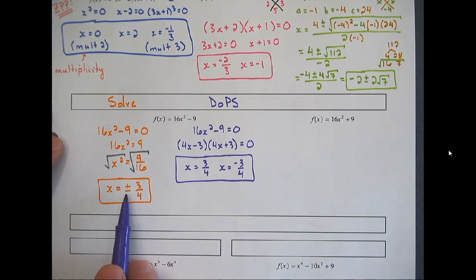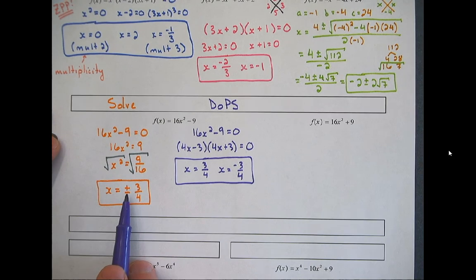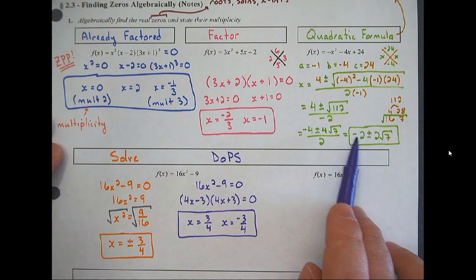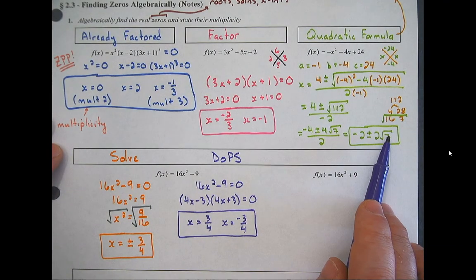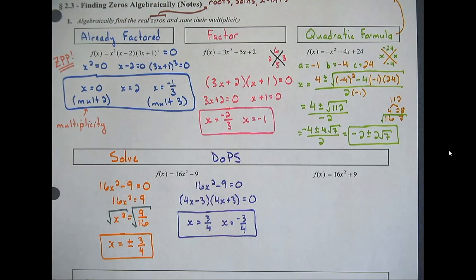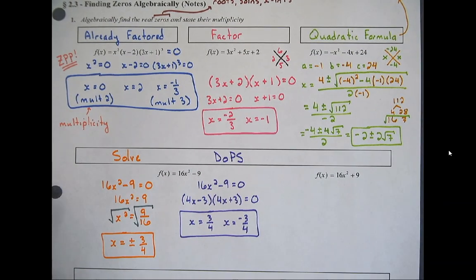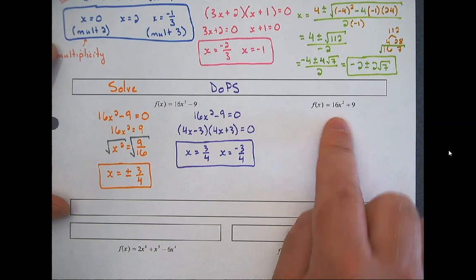There's 2 solutions here because this is positive 3/4 or negative 3/4. Remember, this is an x squared, so its degree is 2, so it should have 2 answers. Same thing here. Negative 2 plus 2 root 7 is a number, and then negative 2 subtract 2 root 7 is a different number. So going back to this problem, I don't care which way you do it. You could pick and choose. Let's try to do this one using solve.